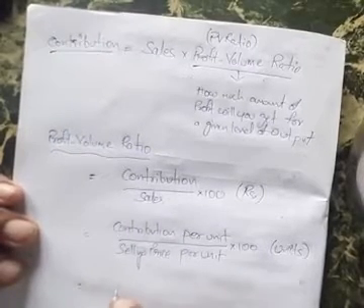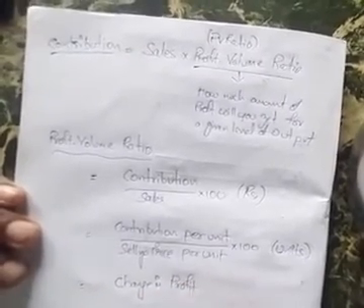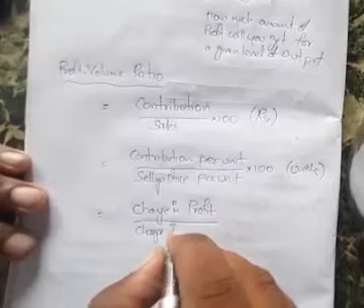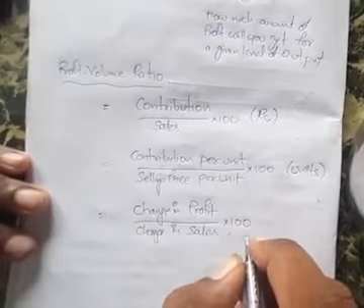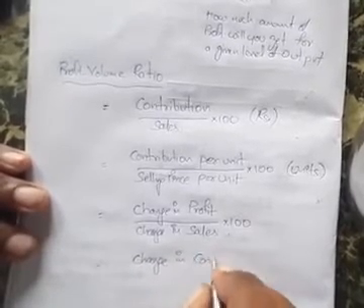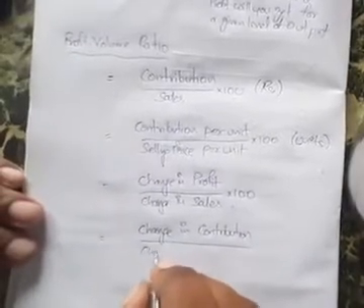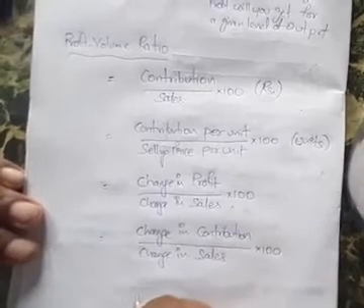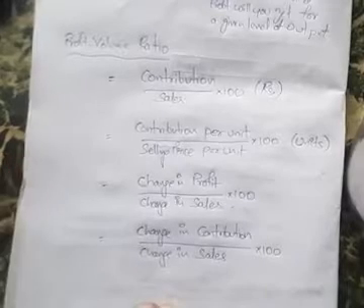The other formula is change in profit divided by change in sales into 100, or change in contribution by change in sales into 100. Okay, this is profit volume ratio.